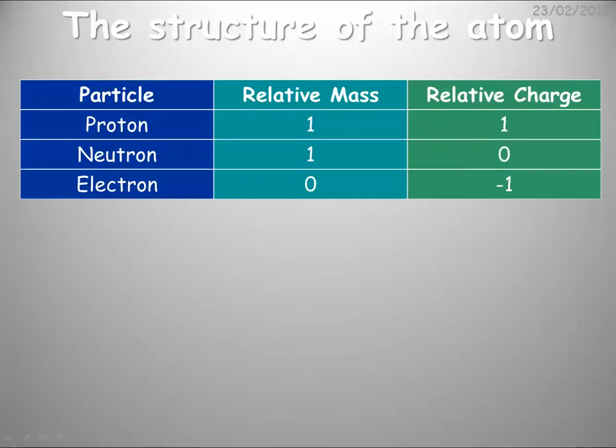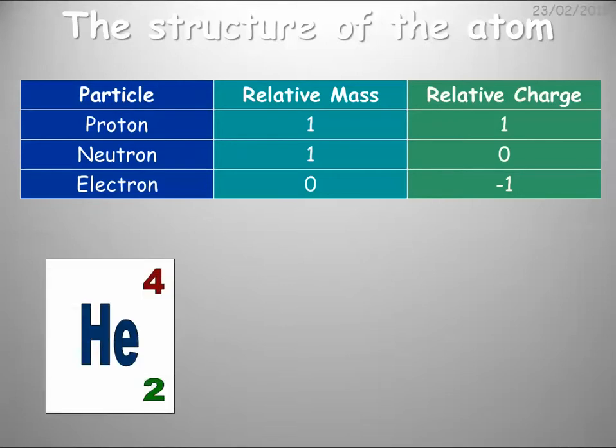Okay, so here's a little summary chart of the atom. We say relative mass, we're not really interested in the real masses, they're very small. So you just make sure that you remember this particular table. It's very useful later on in the course. So proton mass 1, charge 1, neutron mass 1, charge 0, electron relative mass 0-ish, and charge -1.